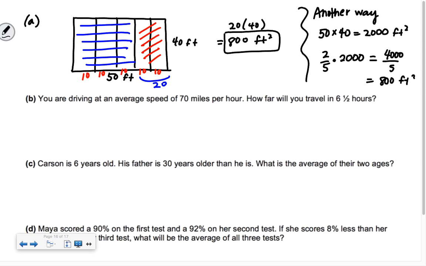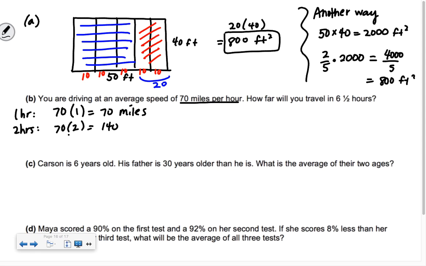All right, you're driving at an average speed of 70 miles per hour. How far will you travel in 6.5 hours? So we don't have a variable this time. So would that be 70 times 6 and then divide 70? So let's think about it. If I went 70 miles per hour for 1 hour, that's 70 miles. So that would be 1 hour. What about 2 hours? 70 times 2 is 140. And it kind of follows a pattern. So if I went for 6 hours, then it's going to be 70 times 6, which is 420 miles.